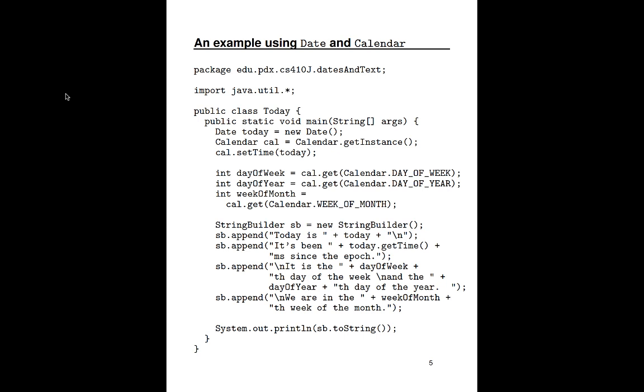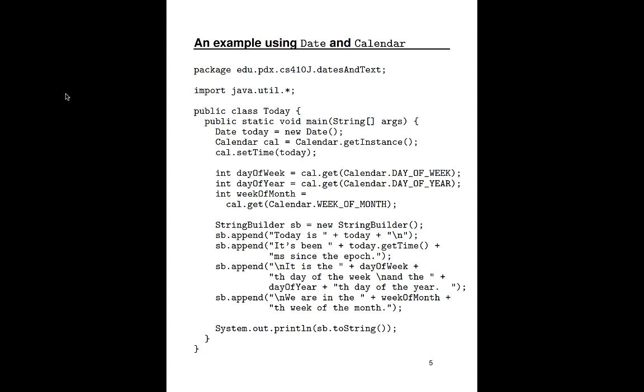Now let's take a look at code that leverages the Date and Calendar classes to print out some information about the current day. Because Date and Calendar are in the java.util package, we need to import those classes. And here in our main method, we do the following. We first create a new Date instance, which represents the current date and time. And then we get a Calendar instance by invoking that getInstance method, and we associate the current date and time with that calendar.